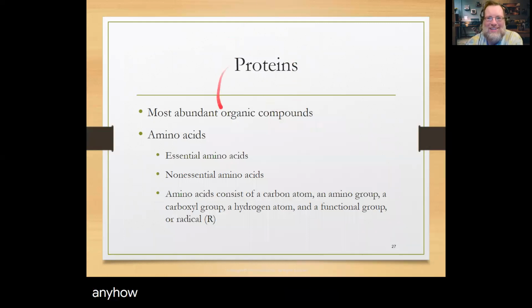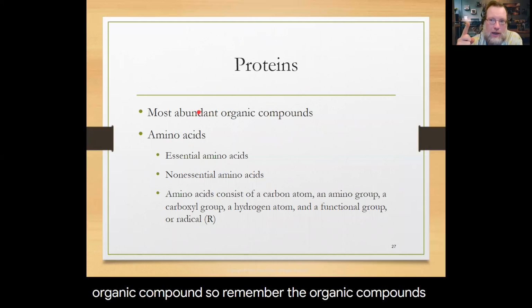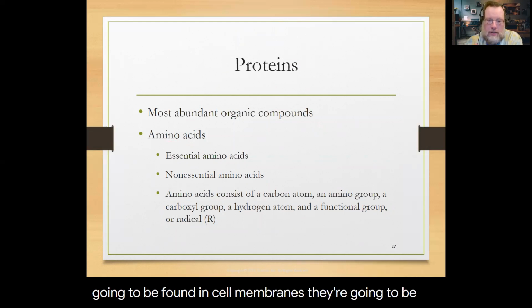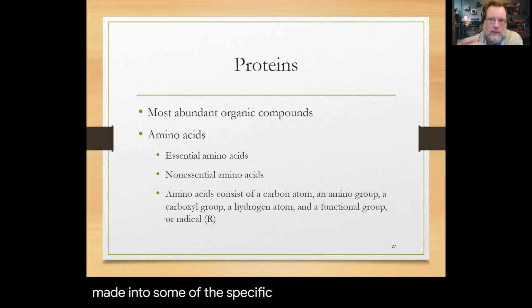So anyhow, proteins are the most abundant of the organic compounds. So remember, the organic compounds are carbohydrates, lipids, and proteins. Carbohydrates we use for energy, so they're not super abundant because we use them. We do store some of them in the liver and muscles and a few other spots. Lipids, again, are primarily going to be found in cell membranes. They're going to be made into some specific hormones, cholesterols, and proteins are structural as well as chemical.